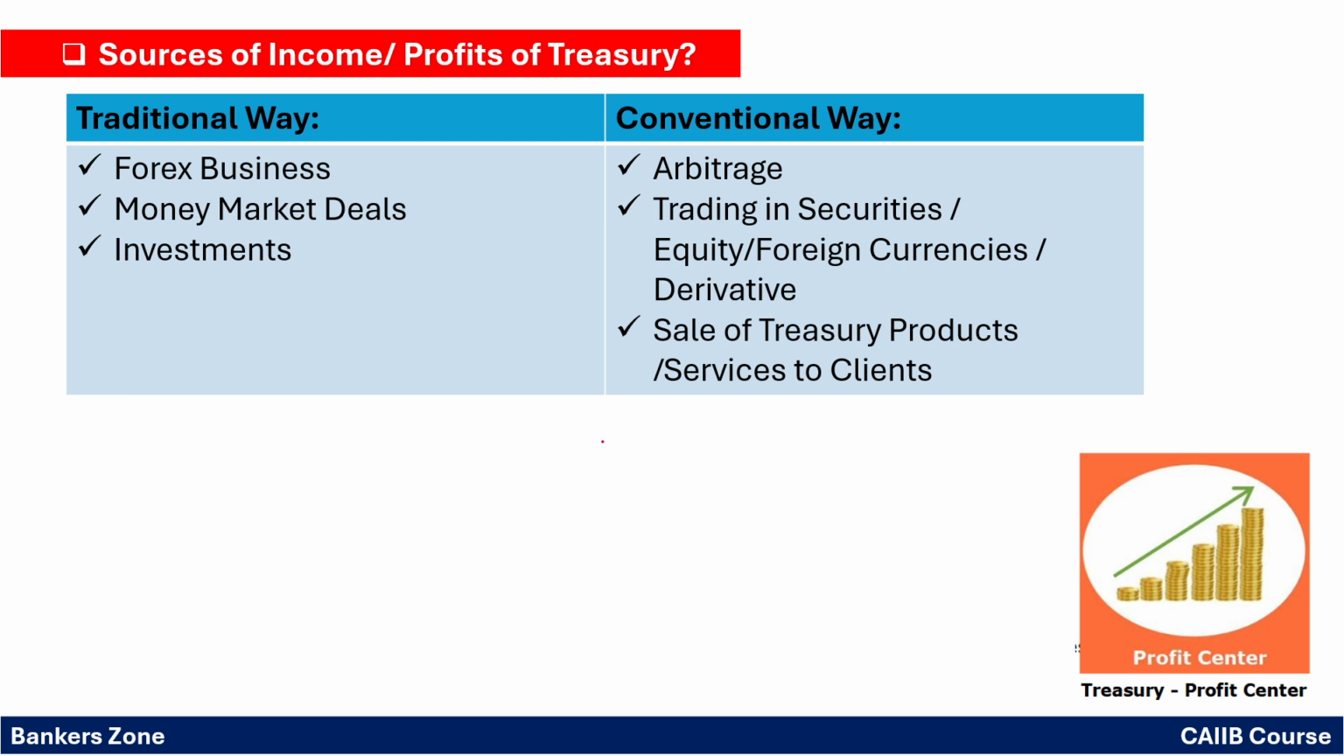Okay, now how is treasury basically earning the money? Traditionally using forex business, money market deals, and investment. So those three ways traditionally the treasury was earning money. However, nowadays, currently, using arbitrage, trading in securities, foreign currency, equity or derivatives, and sale of treasury products to clients, treasury is also earning money. So previously only by forex, money market and investment, treasury was earning money. However, nowadays using arbitrage, trading and treasury products, the treasury department is earning money.